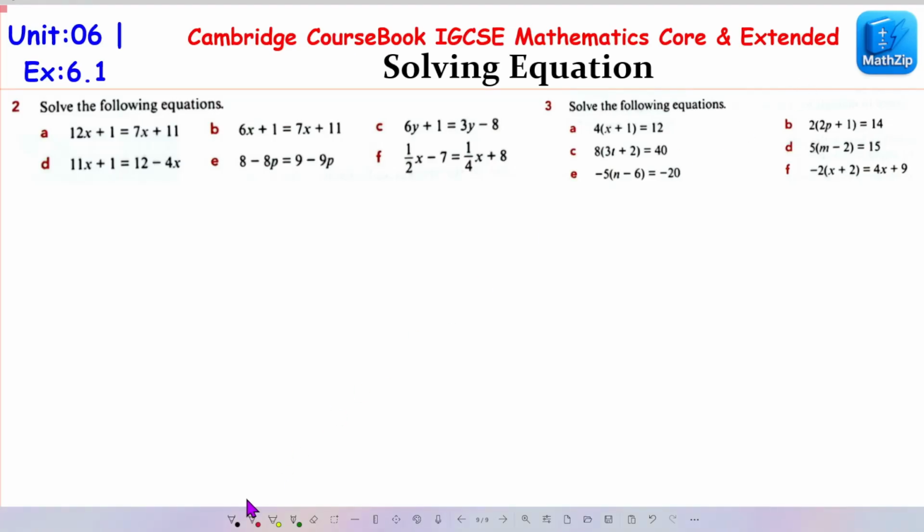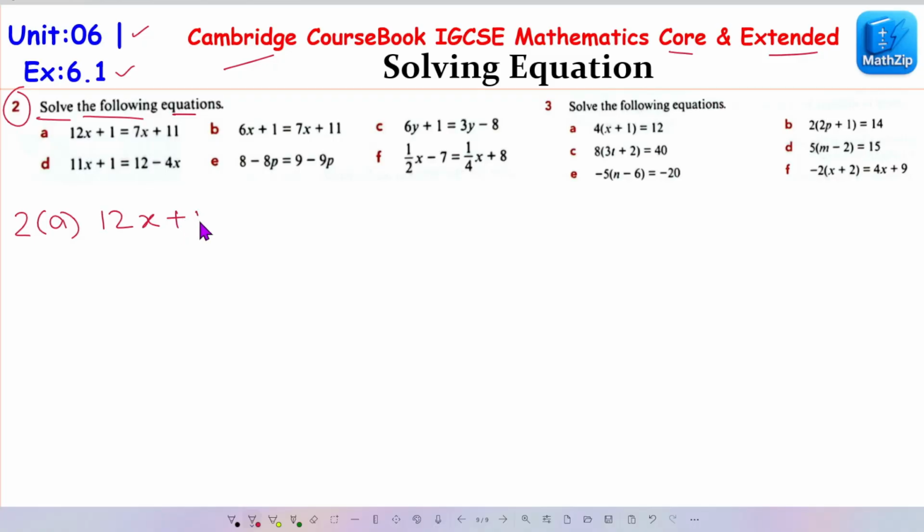Welcome to Magic. Unit 6, Exercise 6.1, Question 2. Solve the following equations. We are following Cambridge Coursebook IGCSE Mathematics Core and Extended. Let's start. Question 2a.